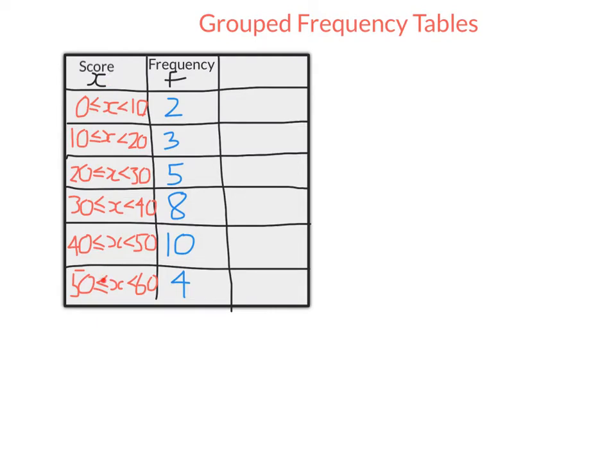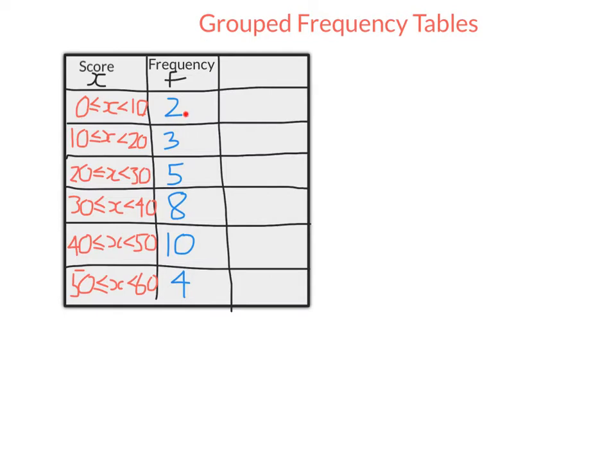So we have a column for the scores in a grouped frequency table, and then we have a column for frequency. So frequency is just how many times the score occurred. So this is saying 2 people scored less than 10. 3 people scored 10 or more but less than 20. 5 people scored 20 or more but less than 30, and so on. So what we need to be able to do from this grouped frequency table is estimate the mean and the median. Now, we can't calculate exactly what the mean and median are because we don't know the individual scores.